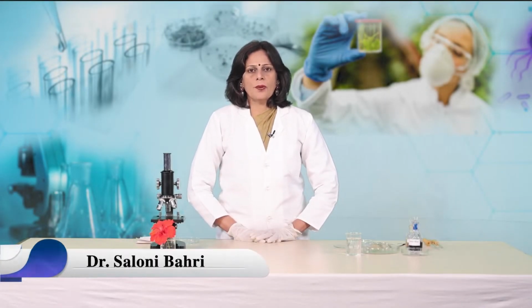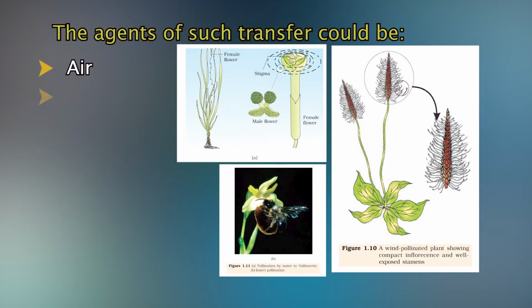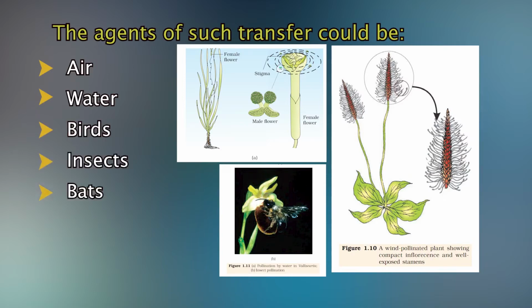Hello friends, the pollen grains are formed within the anther of a stamen. Upon dehiscence of an anther, the pollen grains are released. They are transferred to the stigma of a carpel. The agents of such transfer could be air, water, birds, insects, bats, etc. This act of transfer of pollen grains to the stigmatic surface is called pollination.